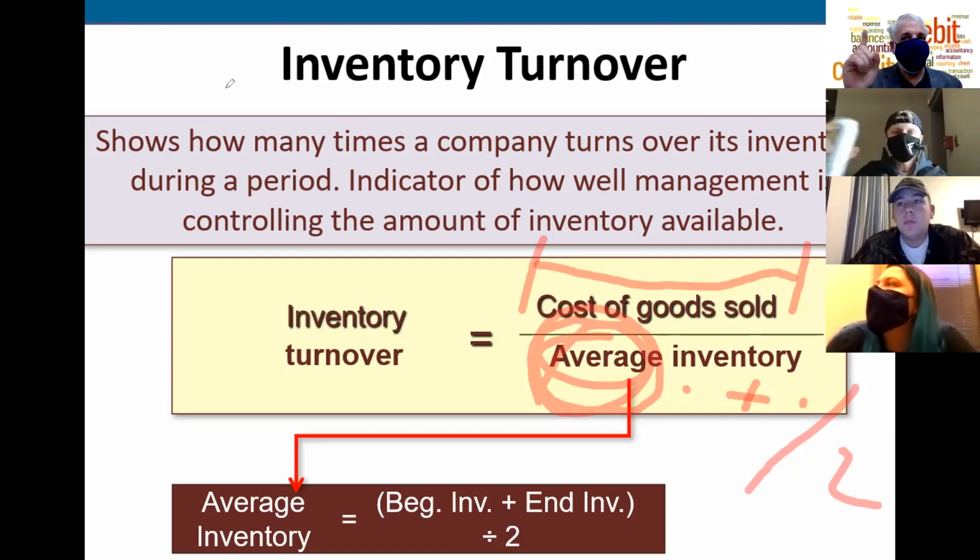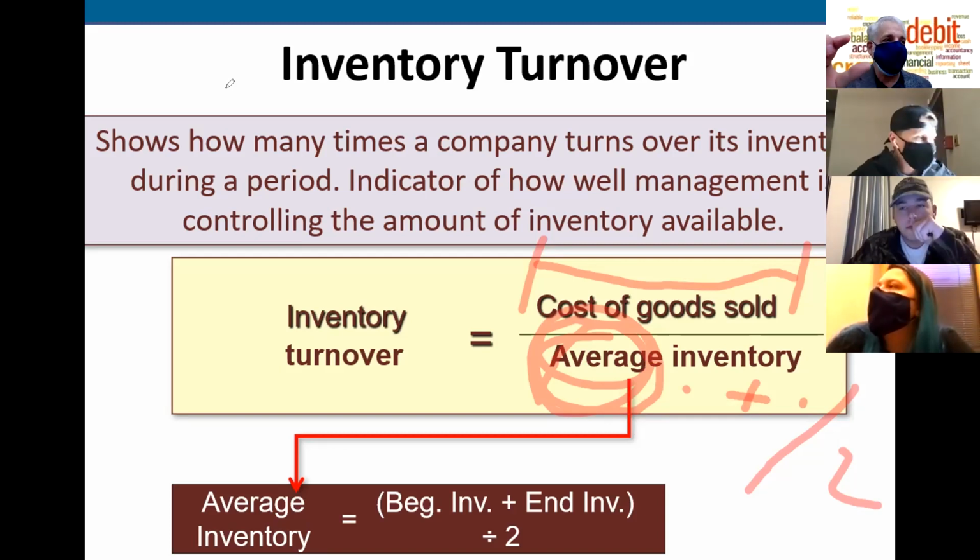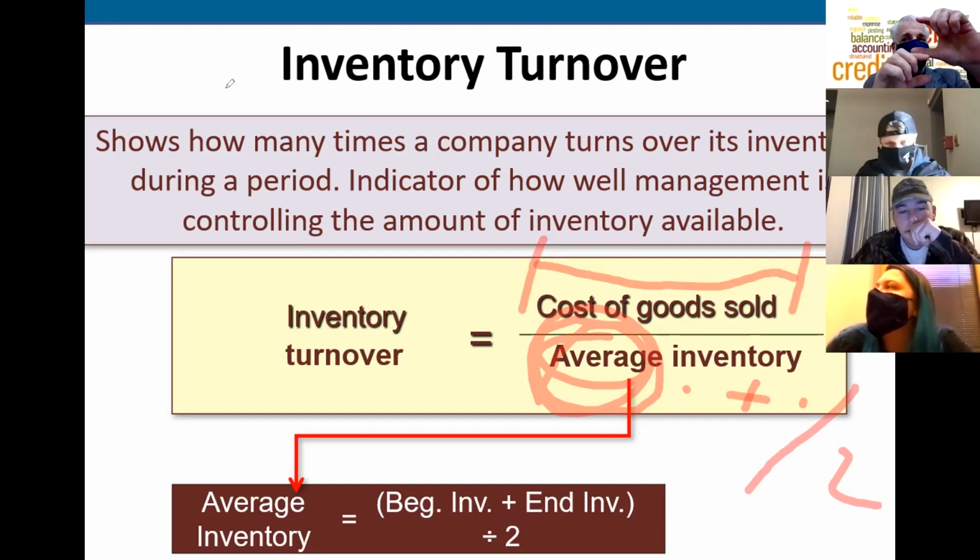If I had 1 turn, if I had $4 million sitting in inventory and $4 million in cost of goods sold, I'm stuck with inventory for a whole year. That's 1 turn. It usually depends on the business. So usually faster is better, but it could be too fast.